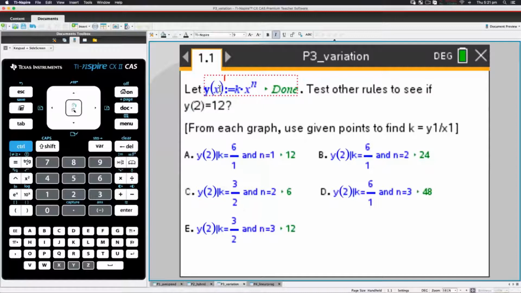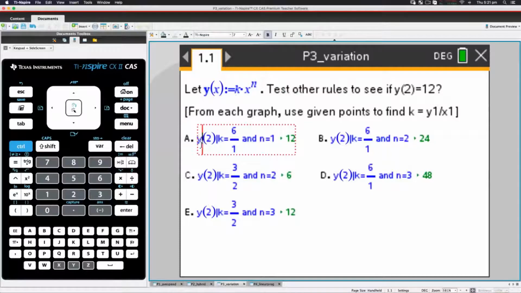Anyway, so I've defined a function y, which takes x values, and that's the rule that they gave in the problem, k times x to the n. And we're just going to test these other values. So we're using another maths box here to say, well, is y2 equal to 12? Let's see what y of 2 is. So what's y of 2 in the case when the k value is 6 over 1? That is, the graph shows a single point at 1, 6. And so doing the y1 value over the x1 value will give us the k.